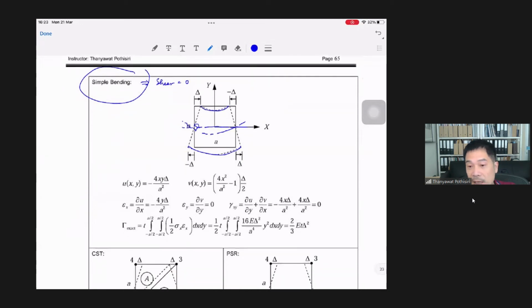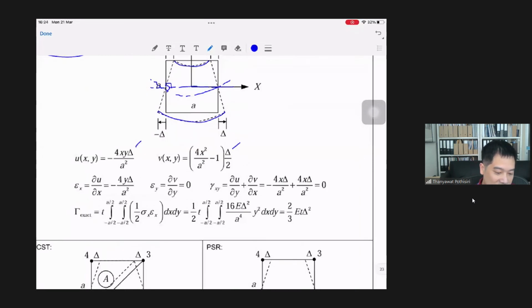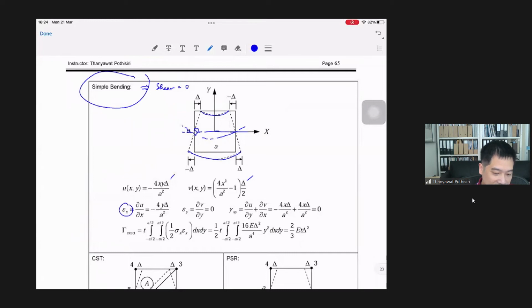So based on this deformed shape, you can write the displacement field for the displacement in x direction, or displacement u, by using this function, and for the displacement v by following this function here. Okay, so based on this displacement function, then you can compute epsilon x, epsilon y, and gamma xy, which in this case you will see that epsilon y would be 0 as well as gamma xy because there's no shear. Okay, so you would only have epsilon x.